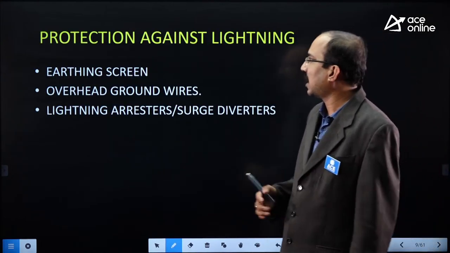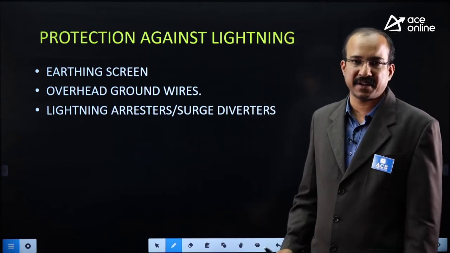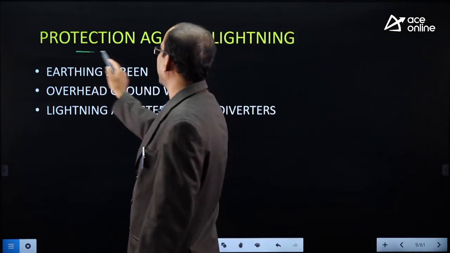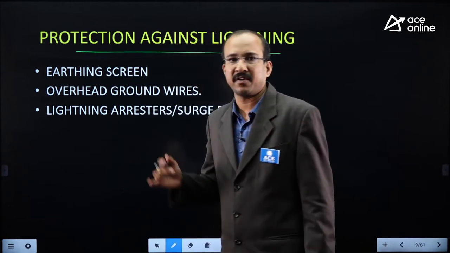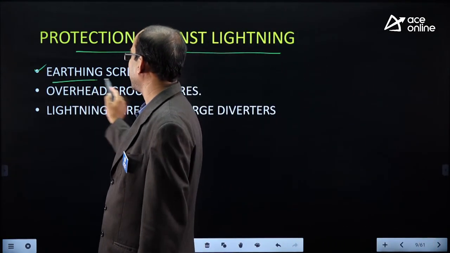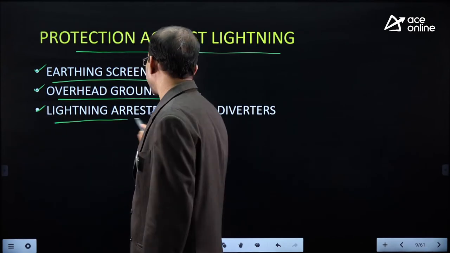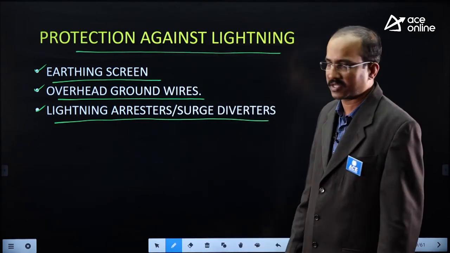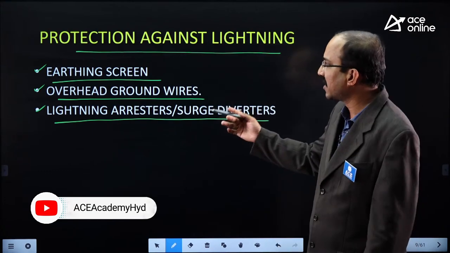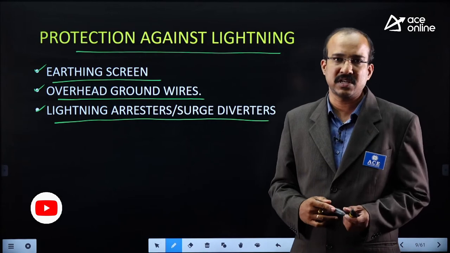Now, the protection of the system against lightning. How can we protect the system from lightning? Here we have different schemes. One is the earthing screen, the other is overhead ground wires, and the third is the lightning arrestor or surge diverter. So we have three different mechanisms.